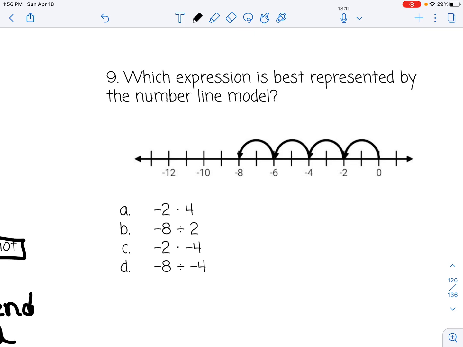Now, we've talked about this several times. Can you have a negative number of jumps? No, you cannot. So we have 1, 2, 3, 4, which is going to be 4 times. And then we counted by 2. So 2, 4, 6, 8 in the negative direction. So we have -2 times 4.